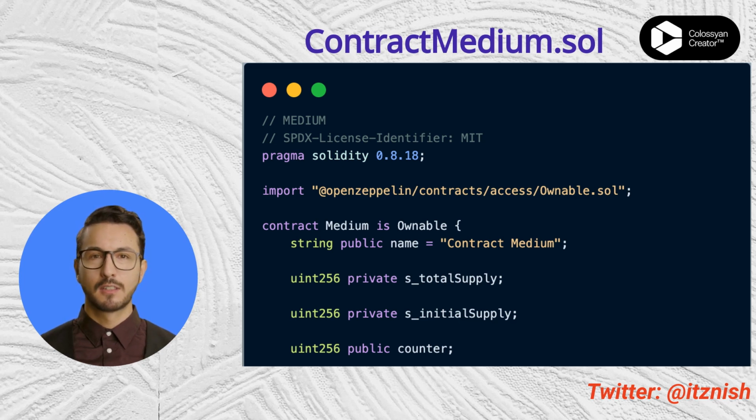This contract declares 4 state variables: name, total supply, initial supply, and a counter. Notice the public variable, name, of type string, which stores the contract name, that is contract medium. We'll come back to this later. The total supply, initial supply, and counter are declared in verbose as type uint256.